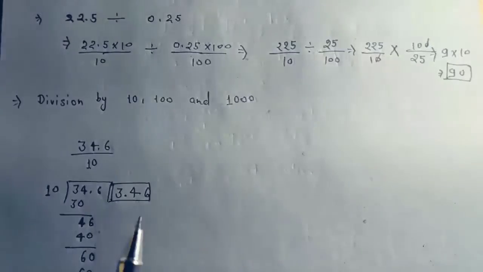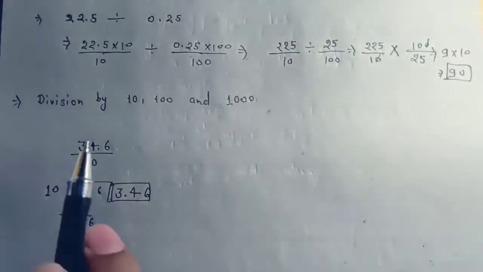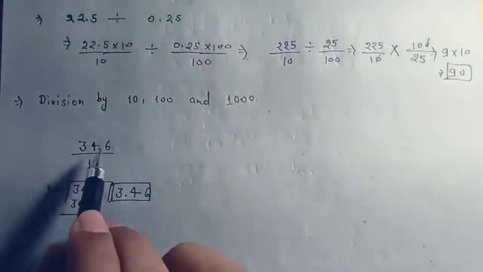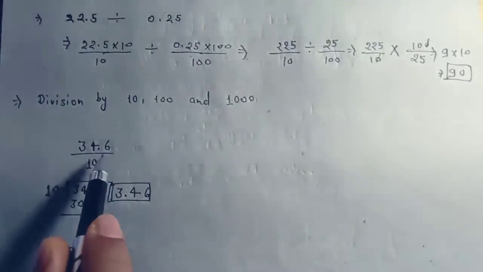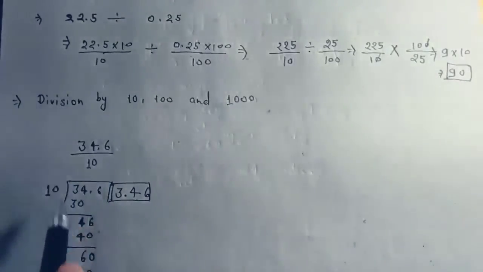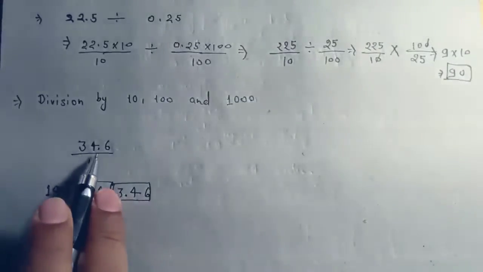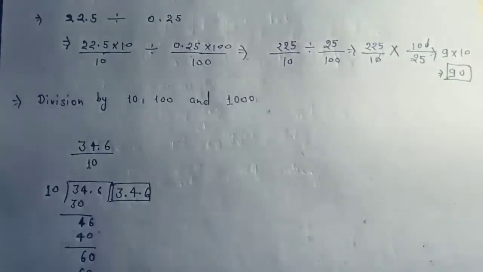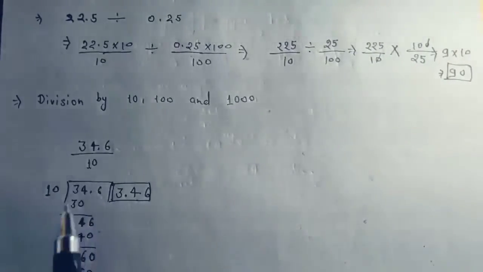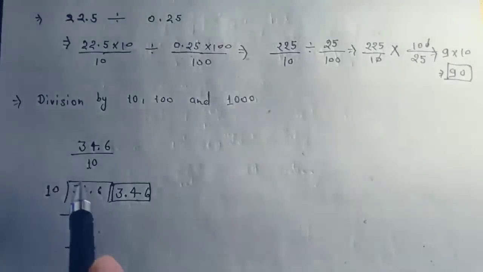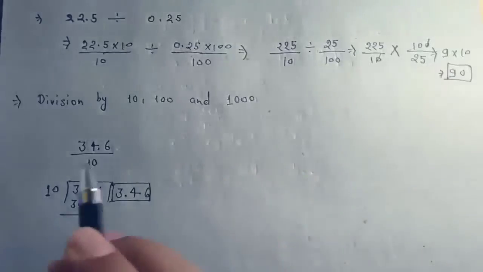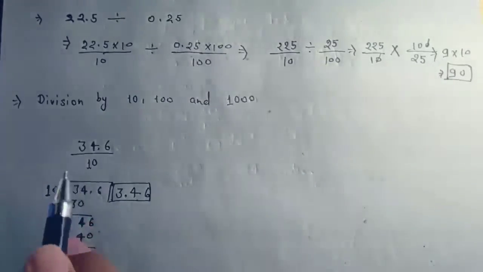Now if you observe one thing, when you divide 34.6 by 10, the decimal point is displaced one place to the left hand side. You can see it comes from this point to the point after 3. So you can say when this number is divided by 10, the decimal sign is displaced one digit to the left hand side. What if this number is now divided by 100?